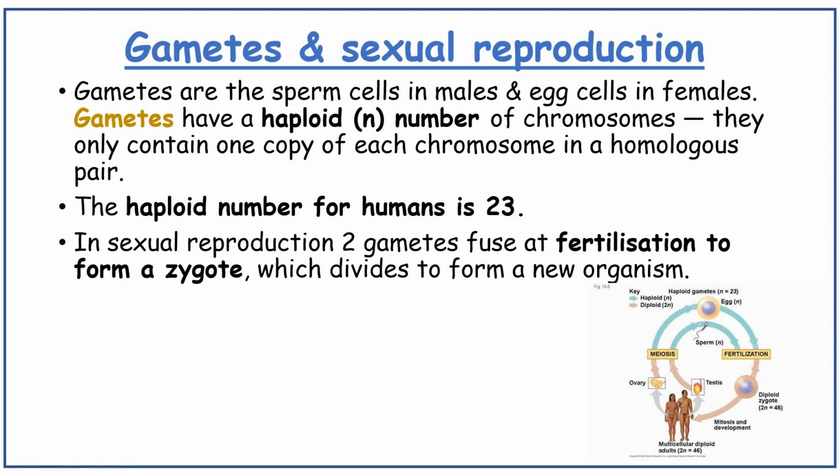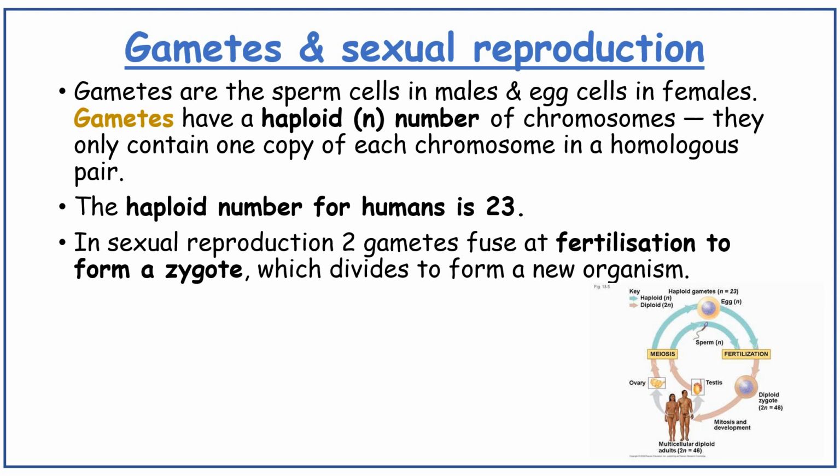Gametes are the sperm cells and the egg cells. So sperm cells in males, egg cells in females. And gametes have a haploid number, or N. So they only contain 1 copy of each chromosome in a homologous pair. So they have half the number of chromosomes. The haploid number for humans is 23.